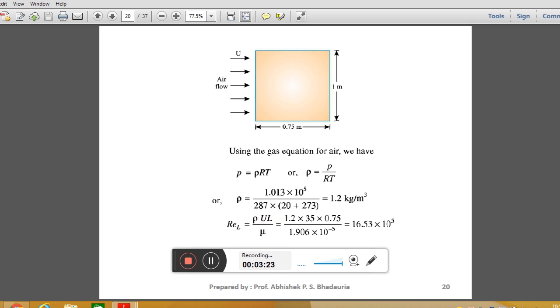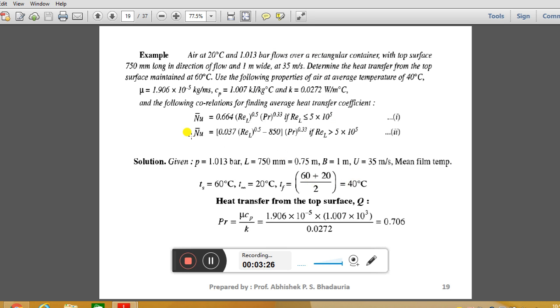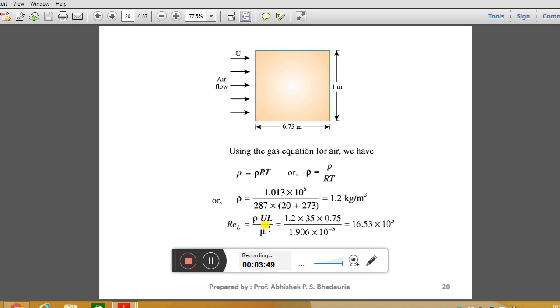So what is given in the problem? The density is not given, and the kinematic viscosity is also not given. So we have to find the value of density. So how can I find the value of density? The air pressure is given, so we will apply the gas equation for air. It can be given by P is equal to rho RT. So from this we can write rho is equal to P divided by RT. So from this we can calculate the value of density.